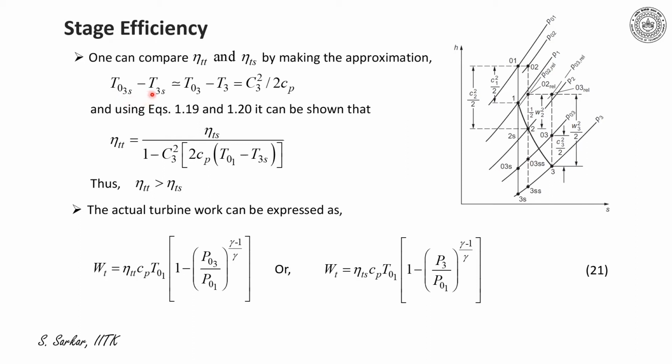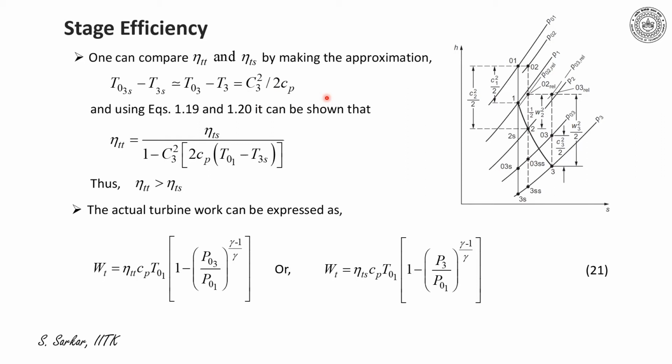T03s minus T3s approximately equal to T03 minus T3. If we consider that, then this left hand side, that is T03s minus T3s, would be equal to C3 square divided by twice Cp.